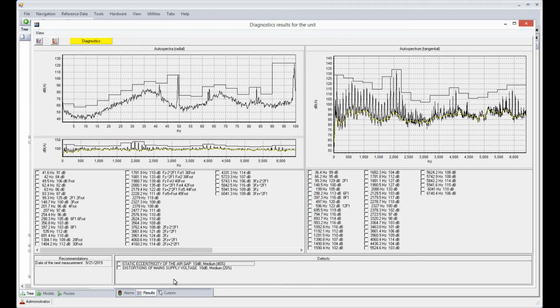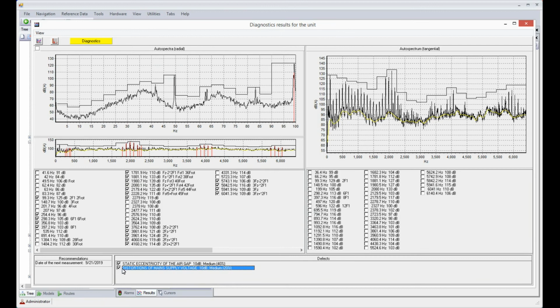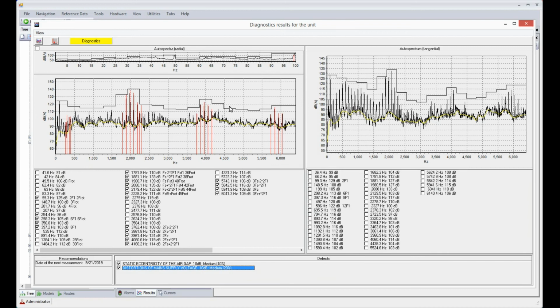We have static and dynamic eccentricity of the air gap that is stated by this very spectrum, and this is the diagnosis. Static eccentricity of the air gap is the problem that the rotor is not properly aligned to the stator. So the clearance, usually at the bottom of the stator, is smaller than on top of the stator. Usually this is a problem of bearing wear, and the rotor just goes a little bit down inside the stator.